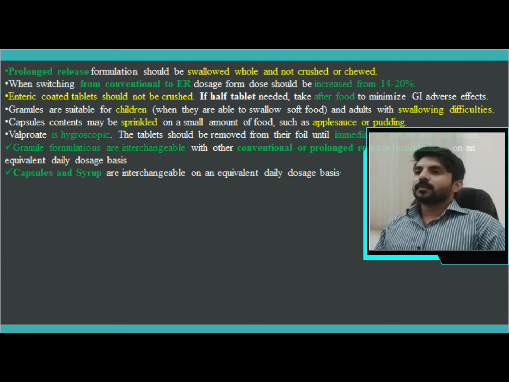As you all know that valproic acid is a hygroscopic compound, so it must be used immediately after removal from the foil. The granule formulations are interchangeable with the conventional prolonged release formulation. Similarly, capsules and syrups are interchangeable on equivalent daily dosage basis.